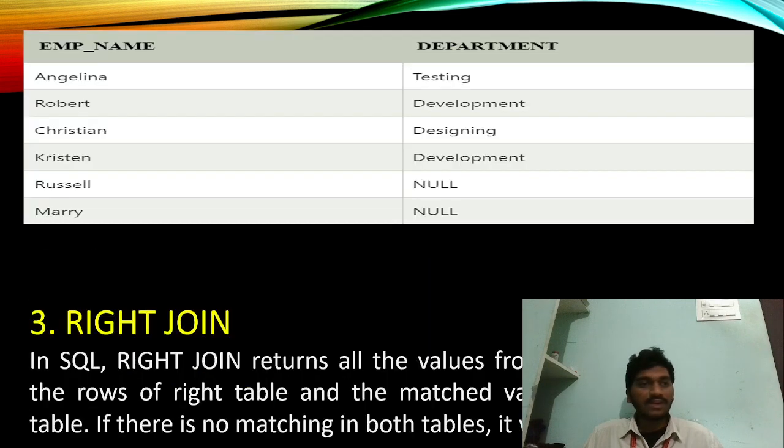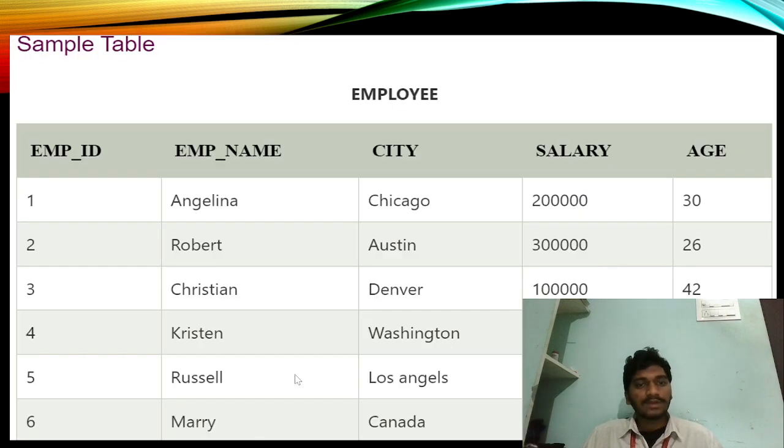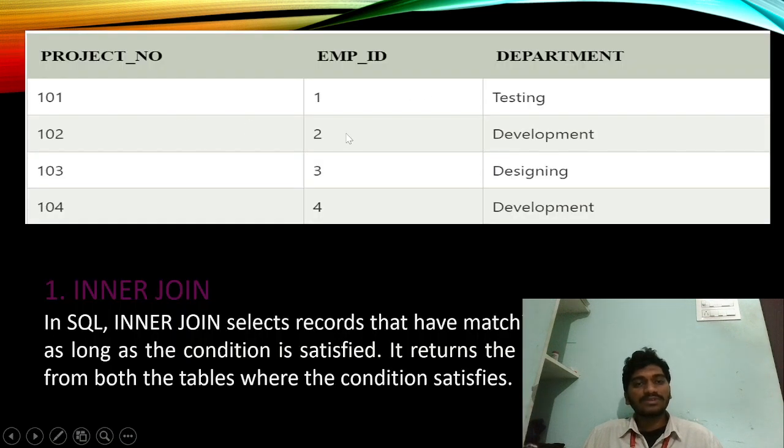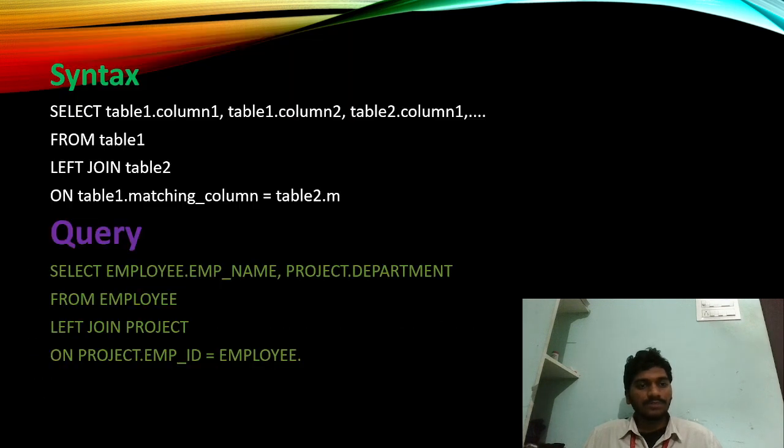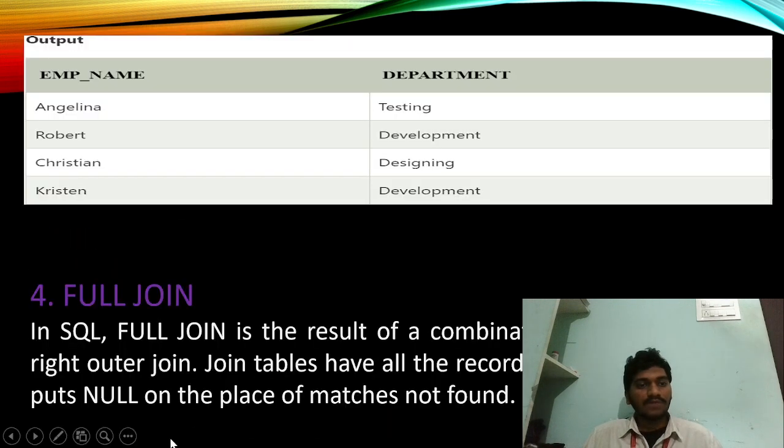And we can see in the left table, which means the employee table, you can see only up to Christian the employee name is selected. Russell and Mary can be neglected because in the project table there are only four rows, so it selects the employee ID. So we match the attribute as the employee ID, employee ID. So it selects all rows from the right table and selects only matching rows from the left table. Next, we can go to the next join, that is full join.